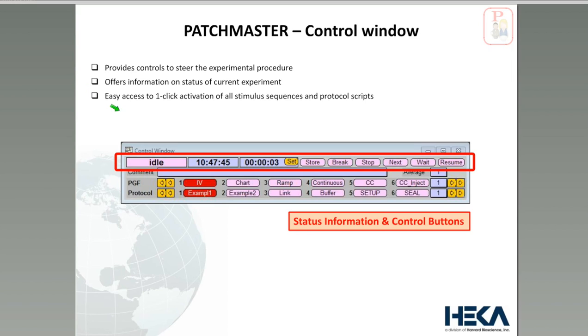On the left-hand side, you have a box that basically gives you the status of the current situation in your experiment. For example, if you're recording, it will say acquire. Then next to it is a timer that shows you the time of the day in 24-hour clock. Next to that is the timer that basically shows you how long PATCHMASTER has been running. And you can set that, of course, to 0 by pressing the set buttons. And on the right-hand side, there are a couple of buttons that you basically press and use to start and stop experiments.